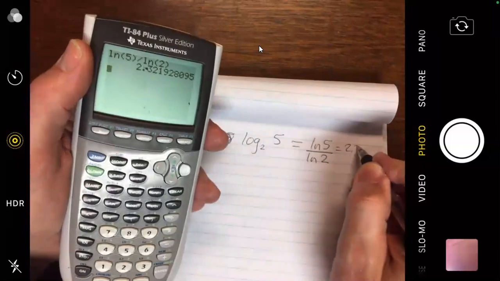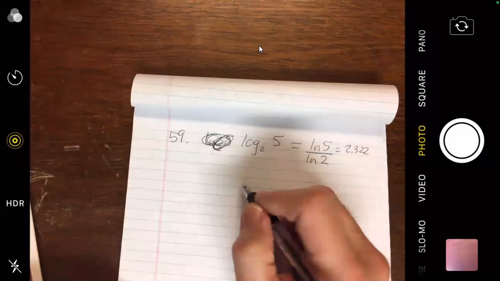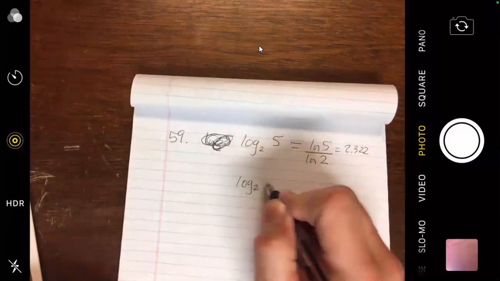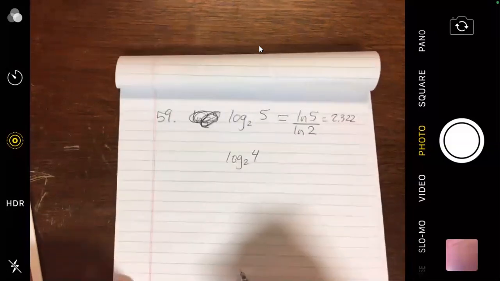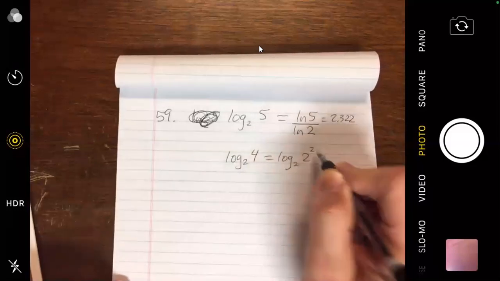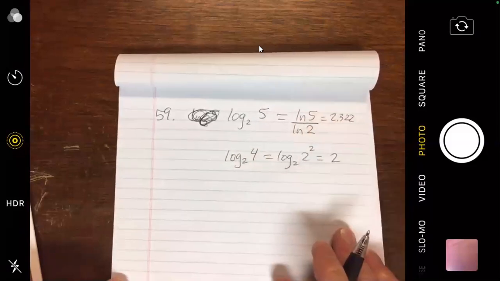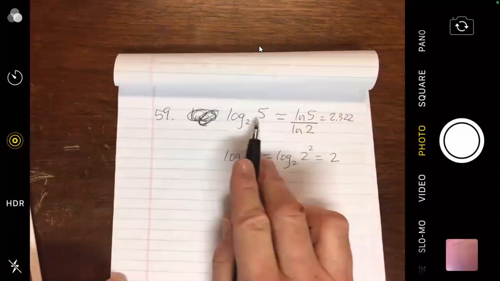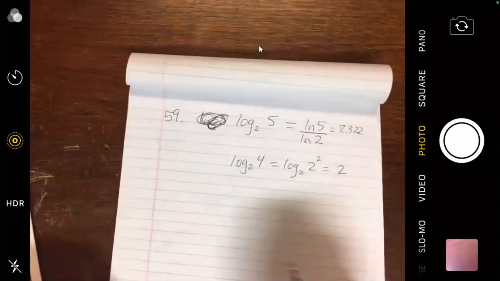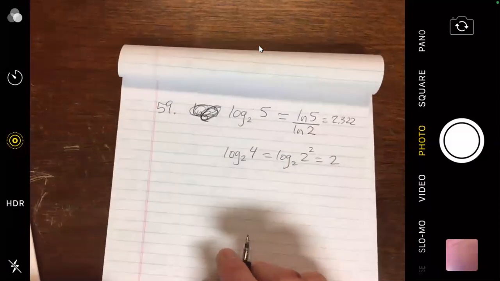It makes sense. If I had a log base 2 of 4, that would be a log base 2 of 2 squared, which would be 2. So you can see a log base 2 of 5 is a little bigger than 2. Makes perfect logical sense. At least it does to me.